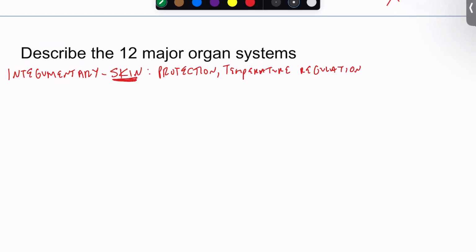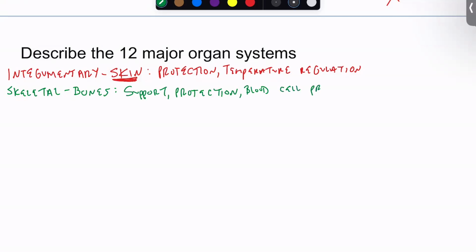Next we have the skeletal system. So obviously it has to do with the bones. The biggest thing bones do is support, some level of protection, like our ribs protecting our vital organs. And then another big one that's important is blood cell production. That happens inside of bones, and we'll talk more about that when we get into skeletal, I think, this week.